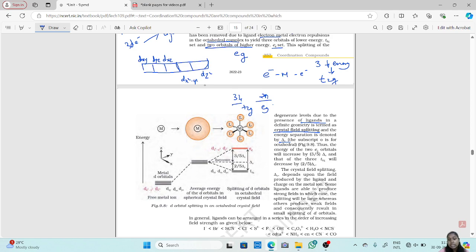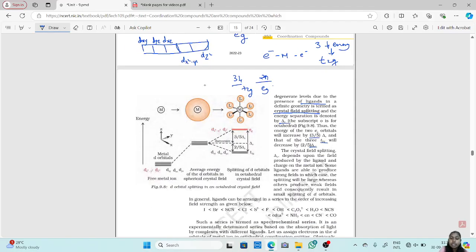Thus the energy of the 2 eg orbitals will increase by 3/5 delta naught, and that of the T2g will decrease by 2/5 delta naught. Why will it increase by 3/5? Because among the 5 orbitals, 3 are in lower energy, so their energy will be given to the eg, and the T2g will decrease by 2/5 because 2 of them are higher in energy.